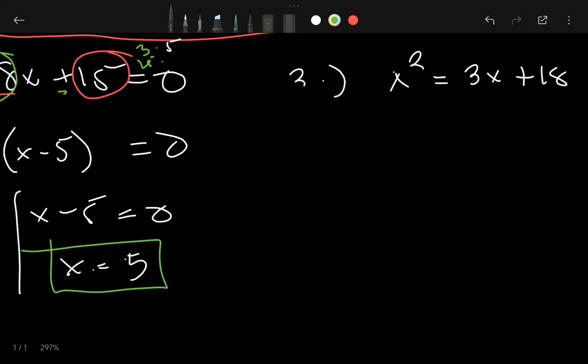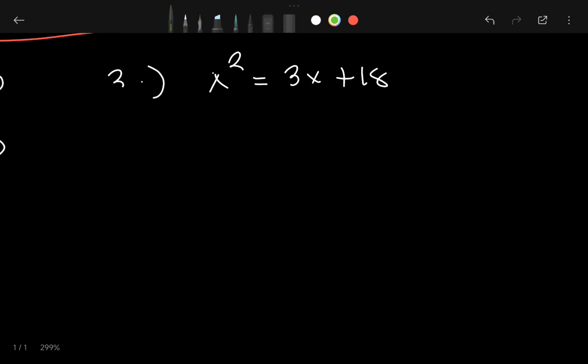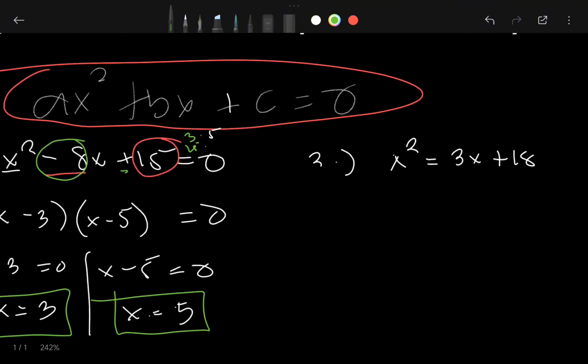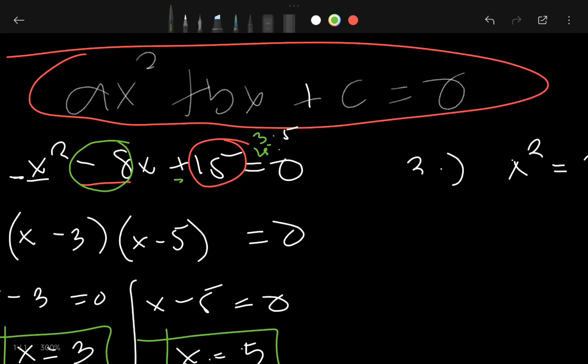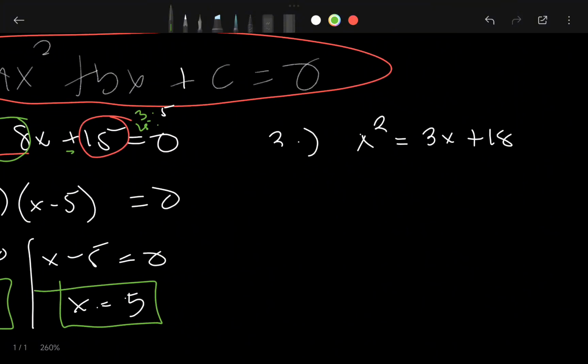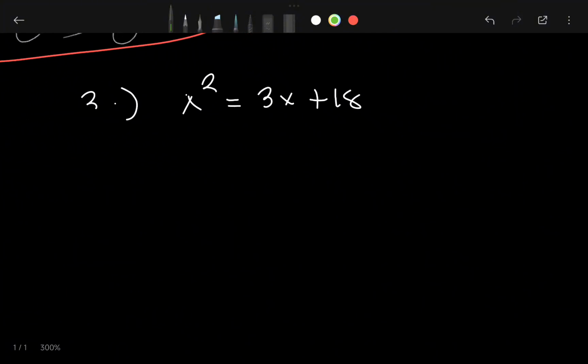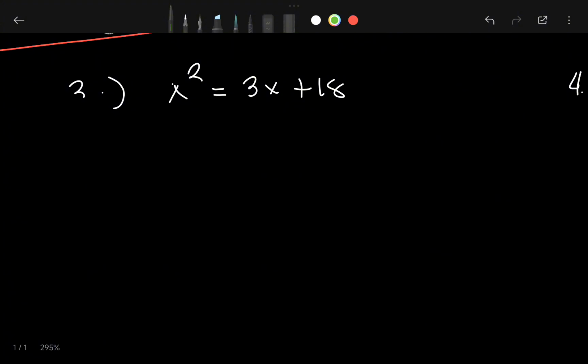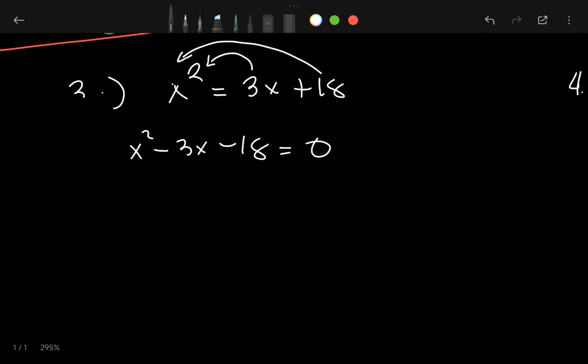Now let's move on to the third example. For the third example, we have x squared is equal to 3x plus 18. Now remember what I told you earlier, that the first goal when applying the factoring method is to write your quadratic equation in standard form. As you can observe, example number 3 is not yet in standard form. Therefore, we need to transform this into standard form. Basically, we just need to transpose every term on the right side of the equation to the left side to make the right side 0. So you have x squared minus 3x minus 18 is equal to 0.